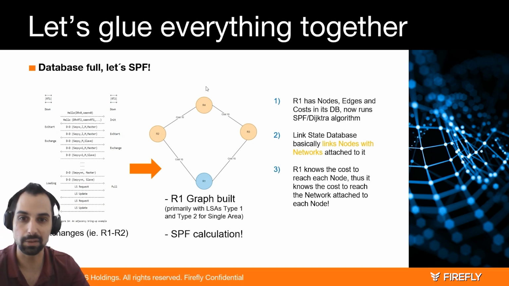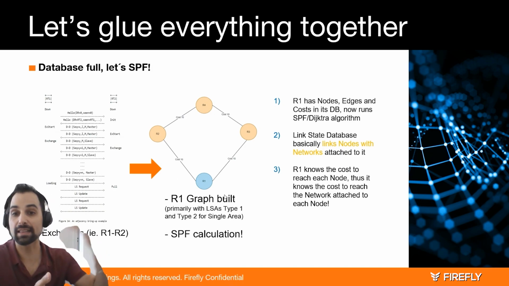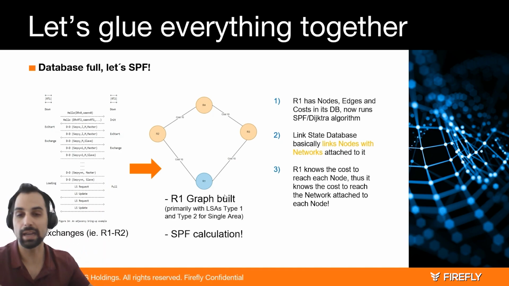So that's basically it, guys. I create my graph. I calculate the cost to each of the nodes. Then I just know what networks are attached to those nodes. I know the cost to reach all those networks.